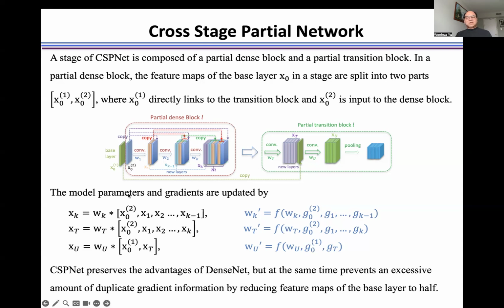The model parameters and the gradient are updated by using two sets of equations. This is for feature updates, and this is for gradient updates that reuse the previous gradient.